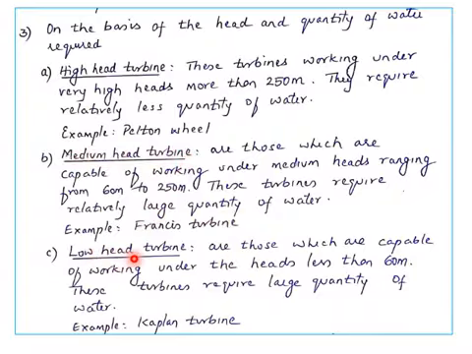There are also turbines called low head turbines, which work under heads less than 60 meters, very low heads. Such a turbine is known as a low head turbine, and this definitely requires a very large quantity of water to develop the same power as the high head turbine. The example is the Kaplan turbine.